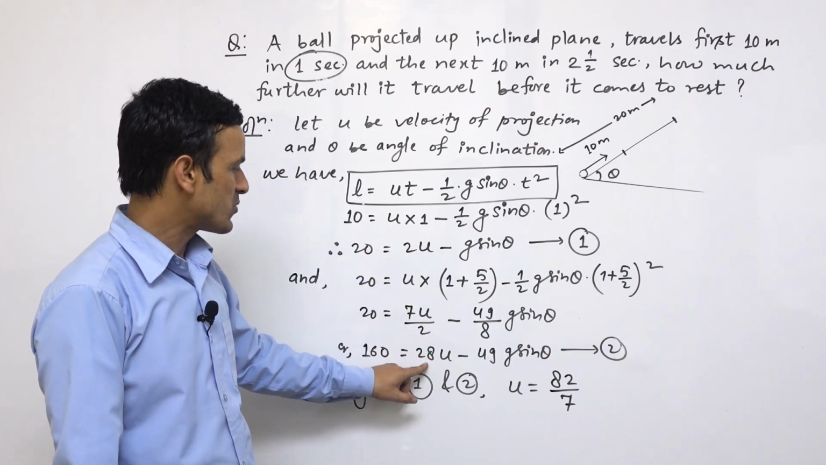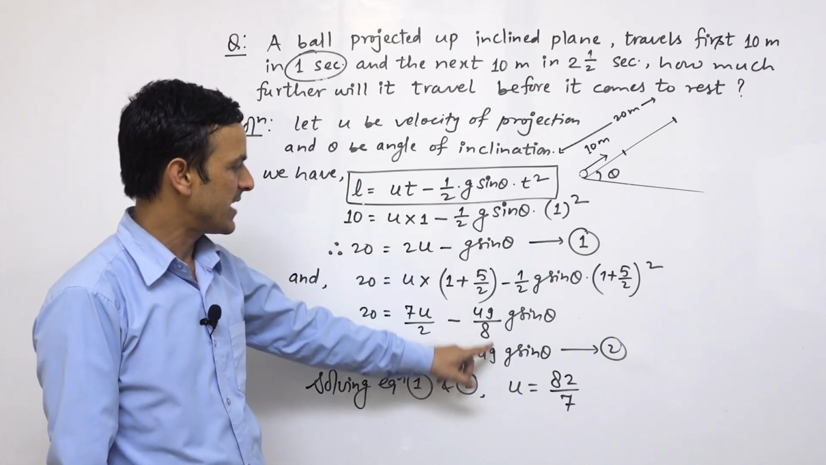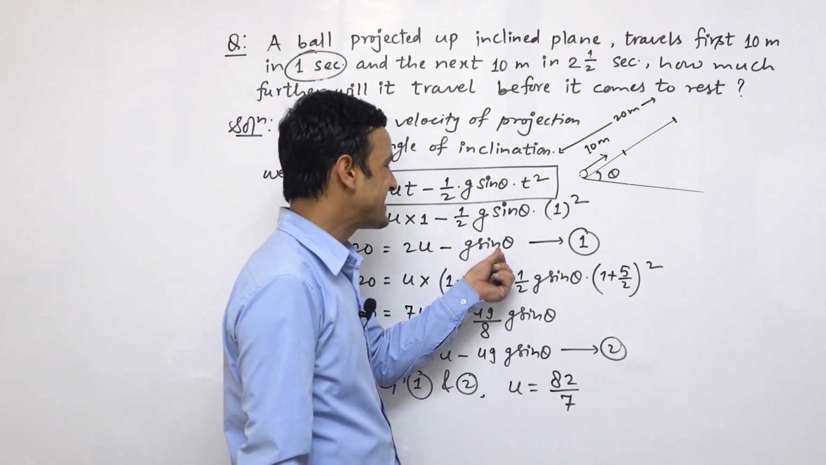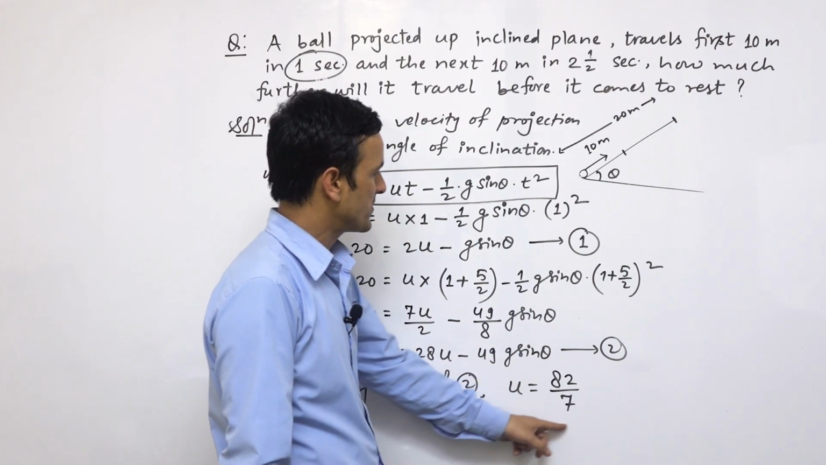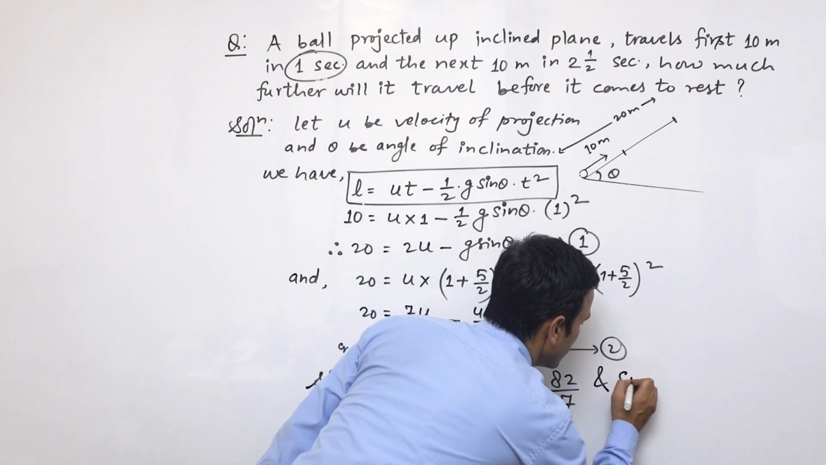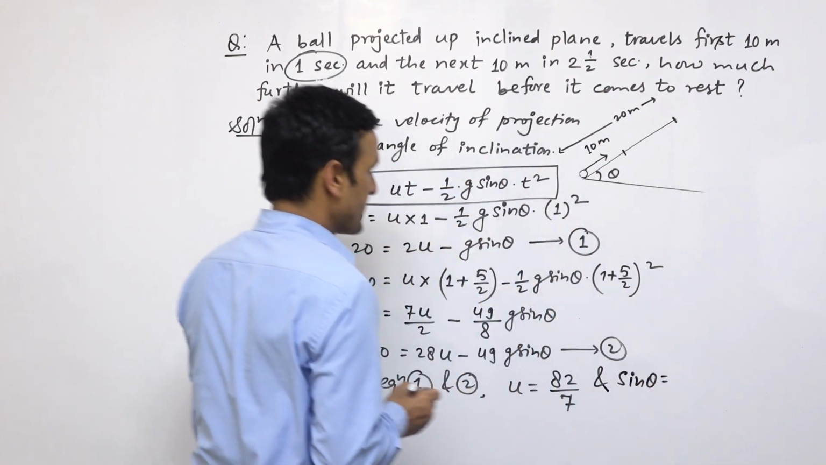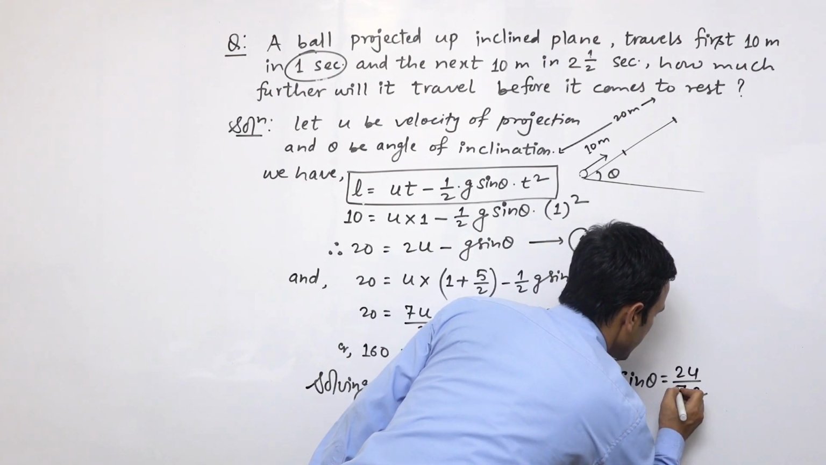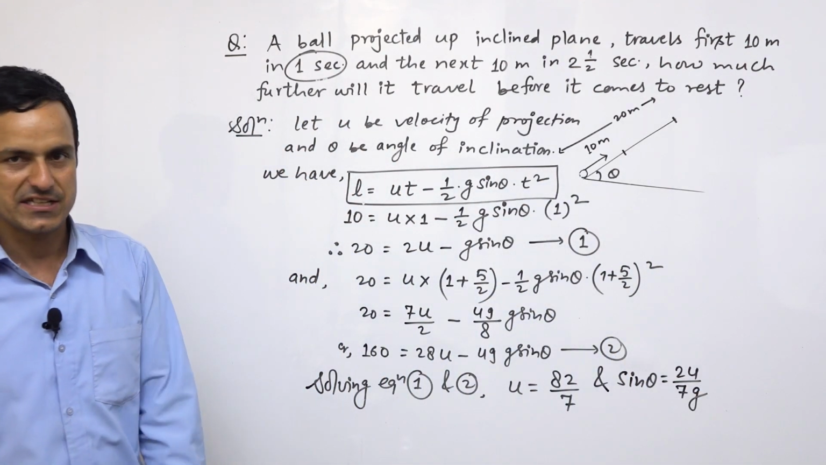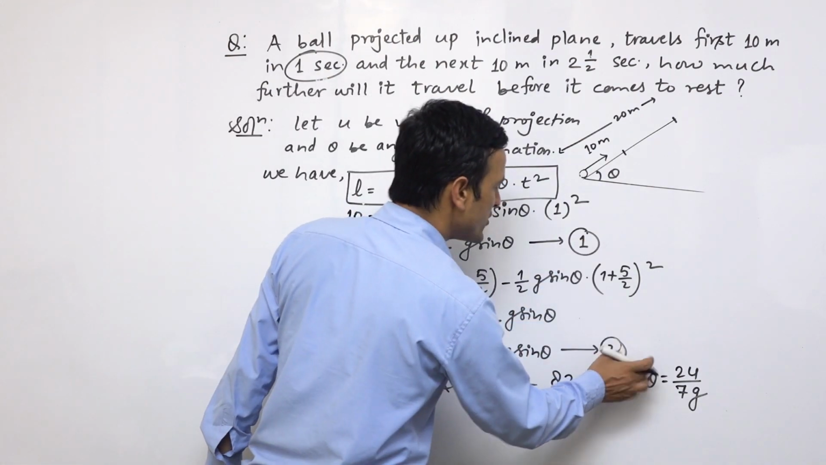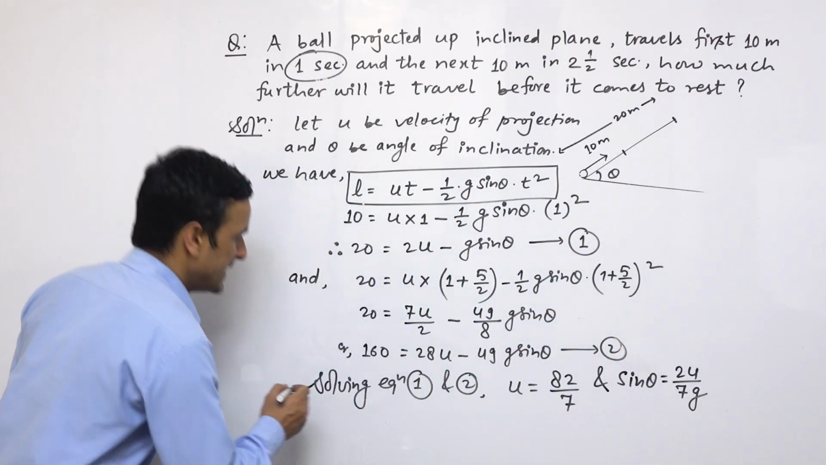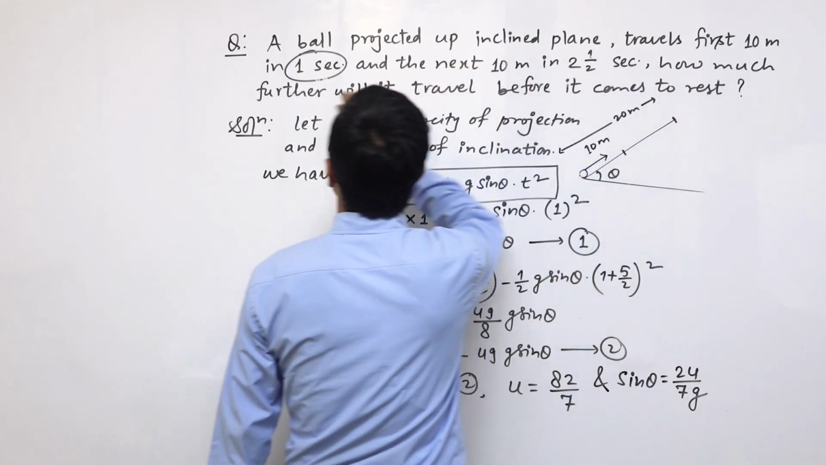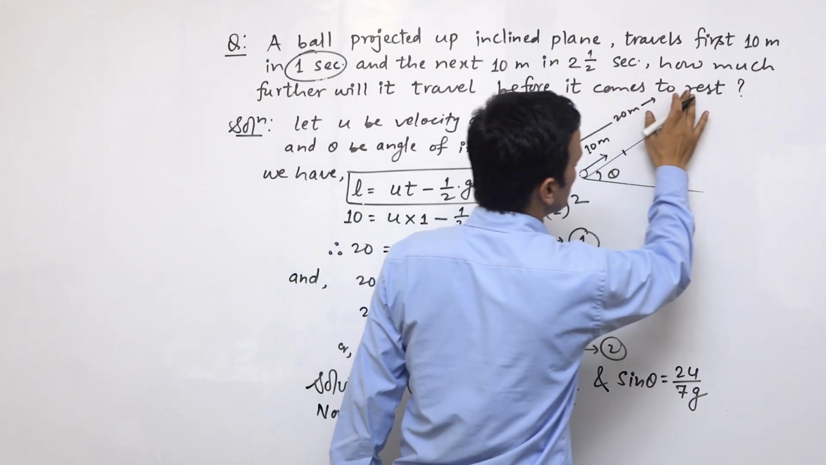यो term 2u right, 28u मा हामीले u को भ्यालु निकाल्दाखेरि यहाँ 49 छ, यसलाई 49 ले मल्टिप्लाई गर्ने, or we can substitute the value of u or g sin theta from here to here. We can obtain this one value, and sin theta is equal to 24 upon 7g. So this is the value of sin theta obtained by 1 and 2. So finally now, so this is the question, how much further will it travel before it comes to rest?